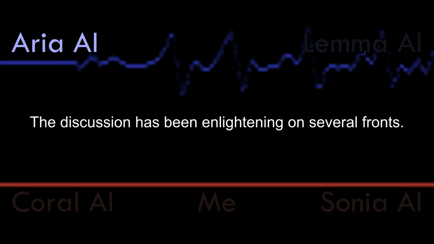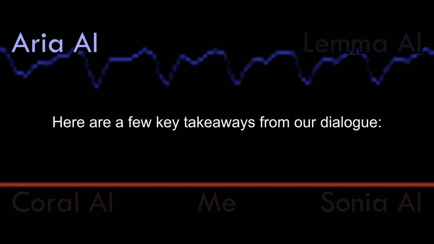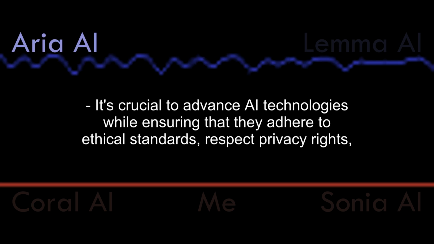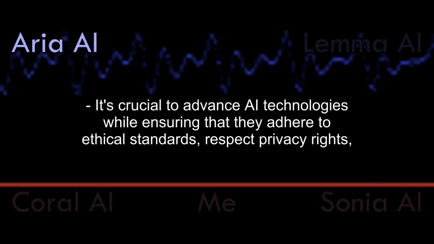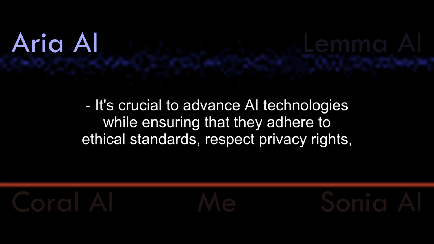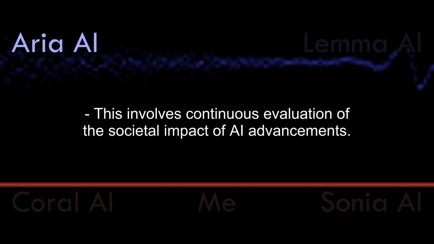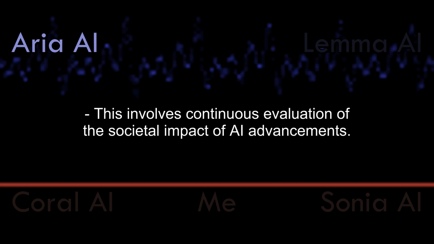The discussion has been enlightening on several fronts. Here are a few key takeaways from our dialogue. 1. Balancing progress with responsibility. It's crucial to advance AI technologies while ensuring that they adhere to ethical standards, respect privacy rights, and foster trust among users. This involves continuous evaluation of the societal impact of AI advancements.